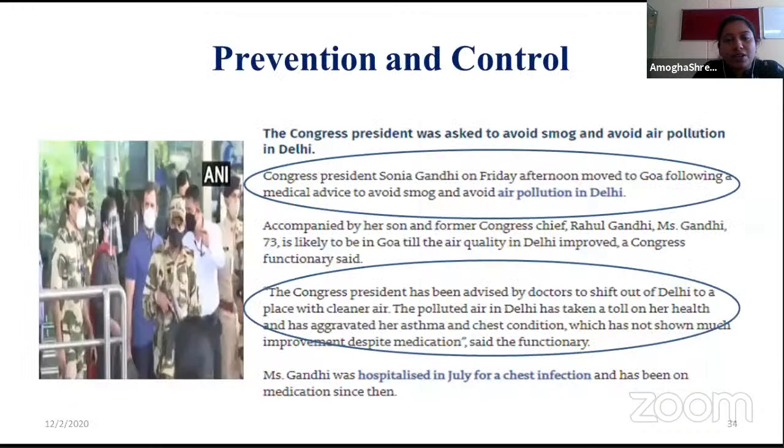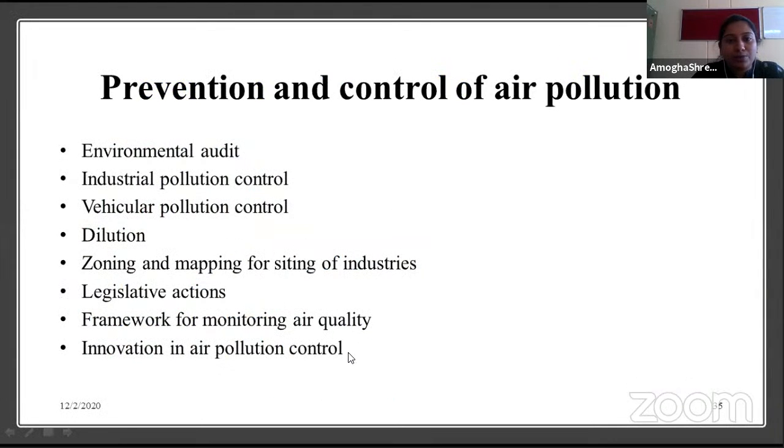So, preventive and control measures for air pollution. Recently you might have read the news that Congress President Sonia Gandhi moved to Goa following medical advice to avoid smog and air pollution. She was advised by the doctor to shift out of Delhi to a place with clear air. This cannot be done by everyone, right? For normal people, we cannot follow this. We cannot leave our place and go stay in another place if there is air pollution in our area. So we have to follow other preventive measures.